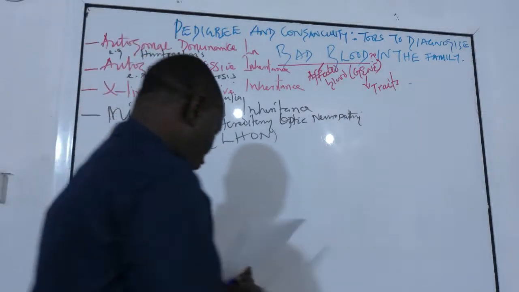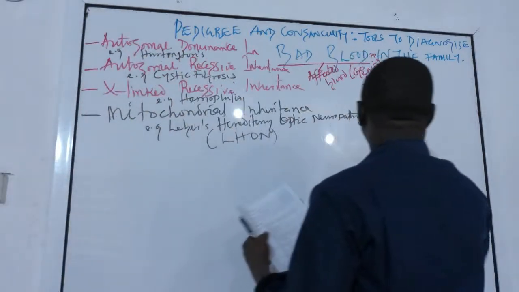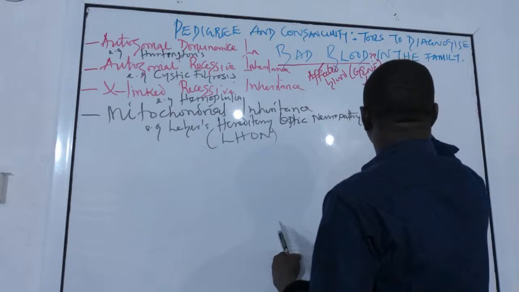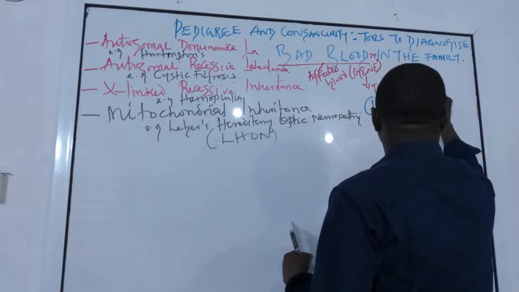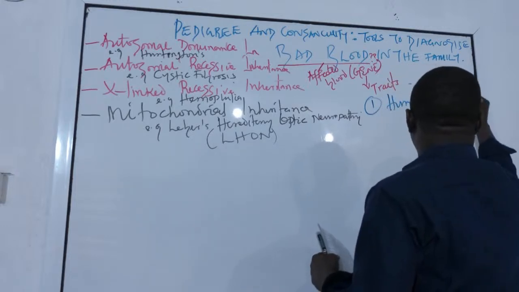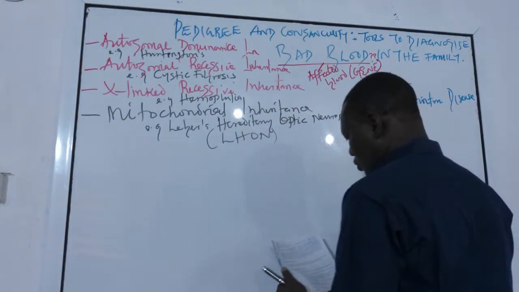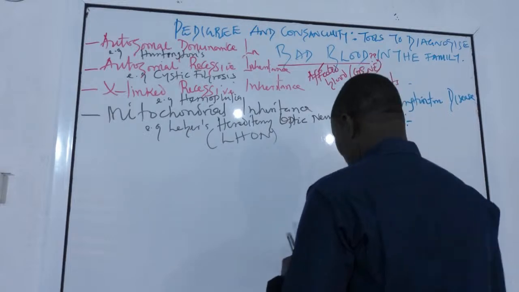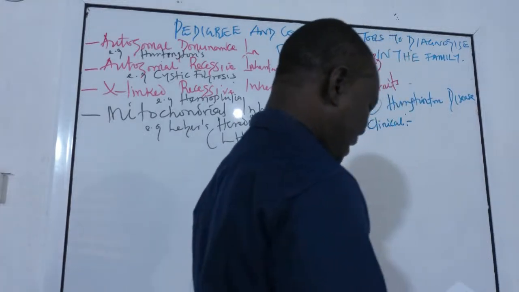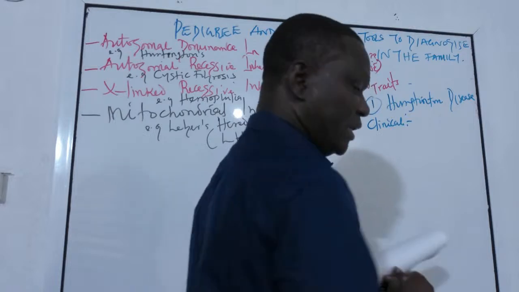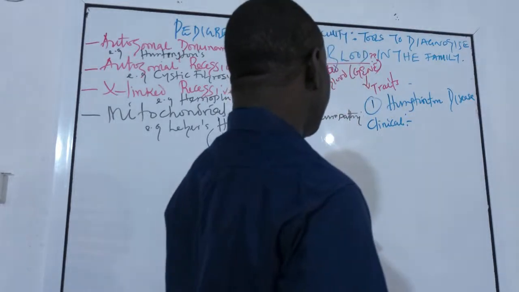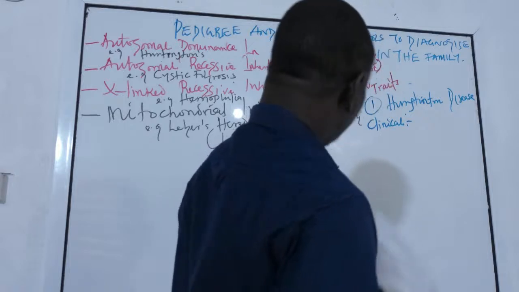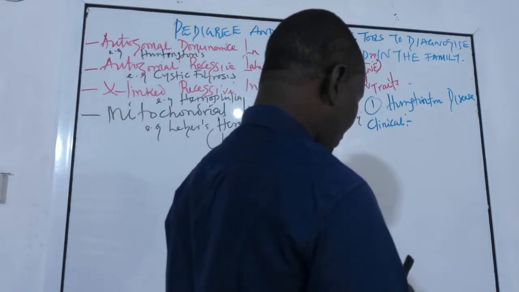So first, let's go to number one, which is Huntington disease. So we want to look at the clinical manifestation of this kind of disease, and how it can be inherited within the family. Don't forget that we said the pedigree is a way of diagnosing bad blood within the family.